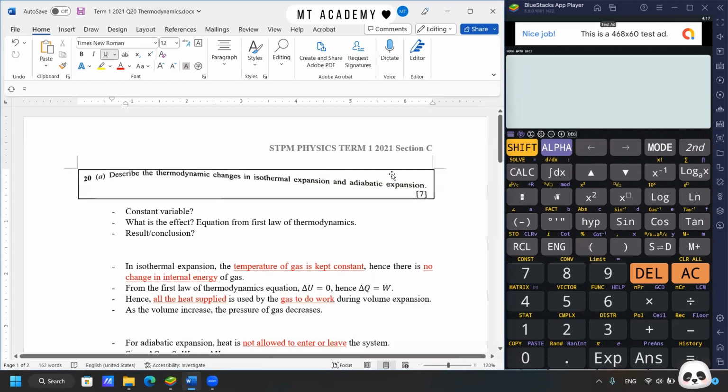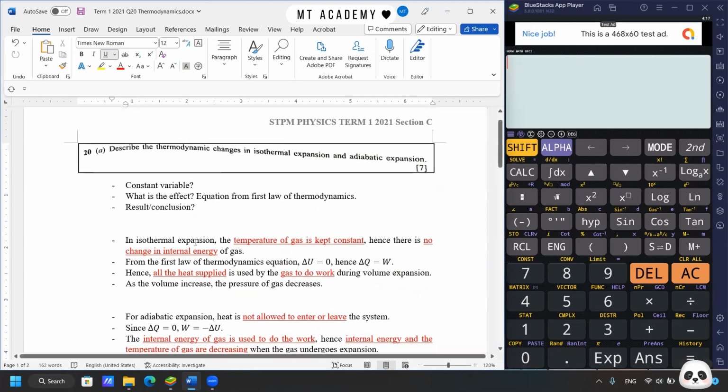So the question mentions the expansion, so I guess you go straight to the point and talk about what happens during the expansion. This question gives you 7 marks, so you need to try to answer as much as possible, but straight to the point. Don't write an essay. The reference that I can give you is: what is the constant variable, what is the effect, the equations, and the result or conclusion, as I mentioned in my video. So let's go through the explanations.